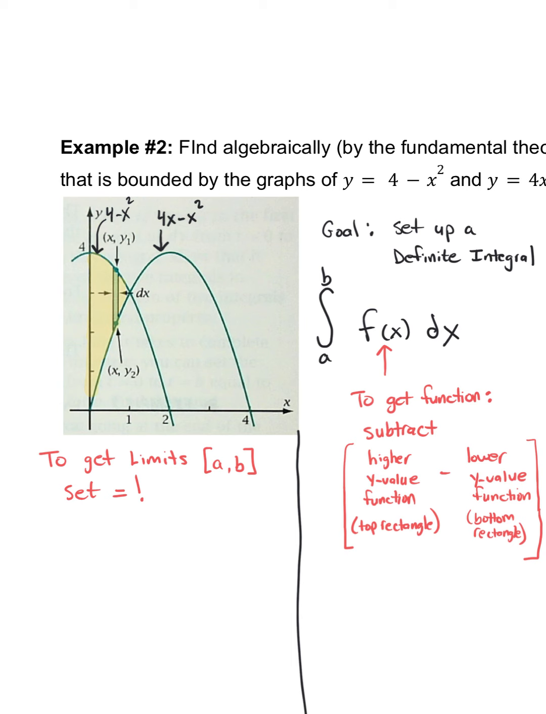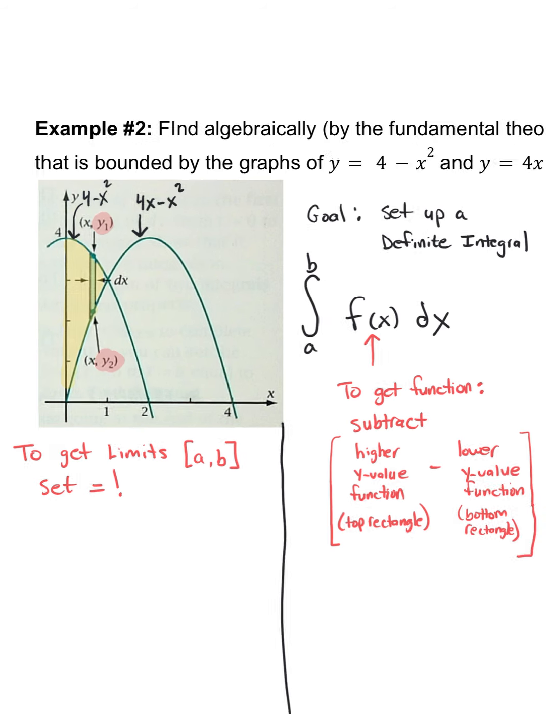So our goal is to set up a definite integral, which looks like this. You need a function, and you need your limits a and b. To get your function, you subtract your equations. It is always the higher y-value function, the top of the rectangle, minus the lower y-value function, the function at the bottom of the rectangle. Remember, the top of the rectangle here, if you key in on that y-value, has a higher value than the y-value down here at the bottom of the rectangle. All right? So let's do that right now.